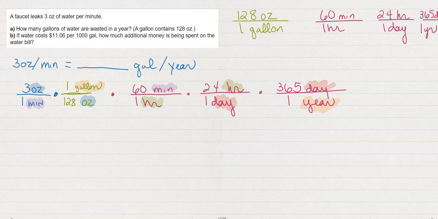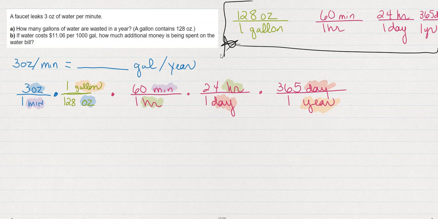To convert 3 ounces a minute into gallons a year, I'm going to use all of these unit conversions that are up here on the right of the page. I'm going to use that there's 128 ounces in a gallon, 60 minutes in 1 hour, 24 hours in 1 day, and 365 days in 1 year. And here's how you can always do these conversions. This method will always work.